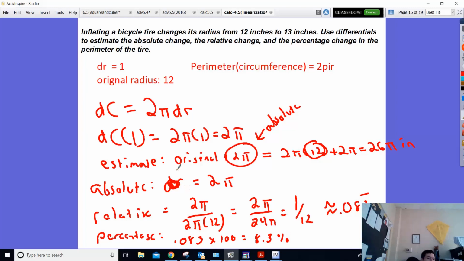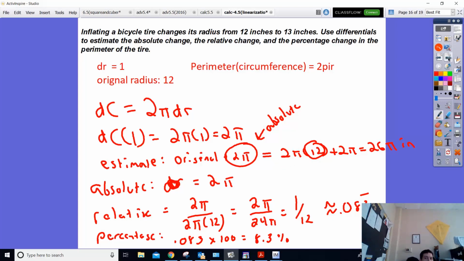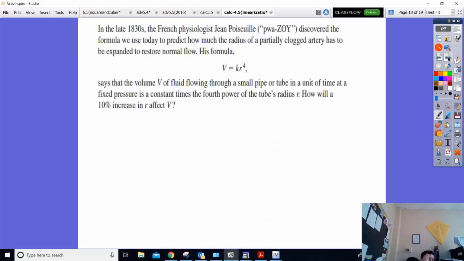Now, the reason I want to talk about that here was for your next example. So here's some French dude in the 1830s. 1830s was about 100 years or so after calculus was created. So we started using it. The formula we use today to predict how much the radius of a partially clogged artery has to be expanded to restore normal flow, he came up with this formula on his own. Volume is some constant times r to the 4th. That's a pretty big deal.